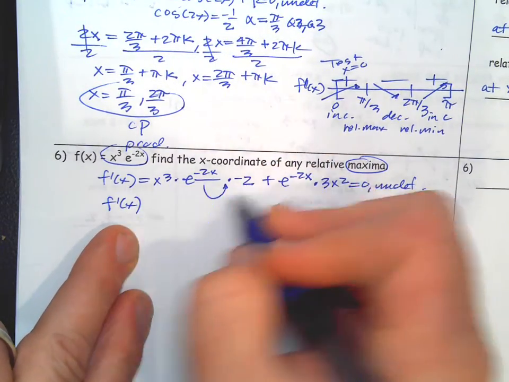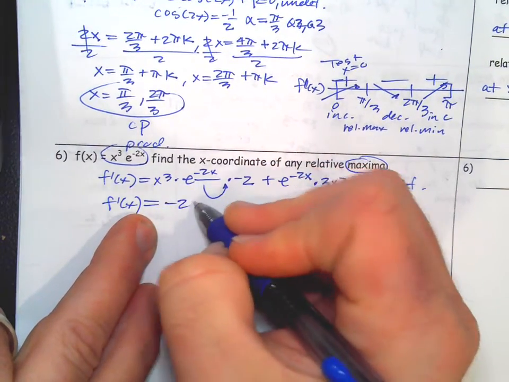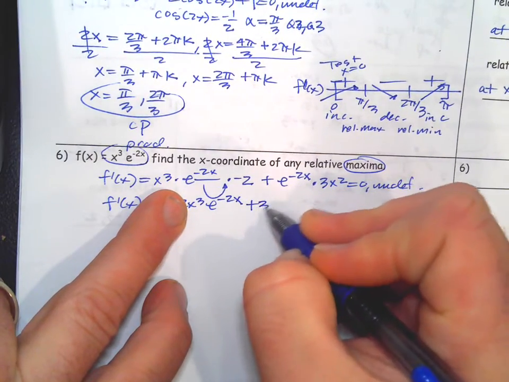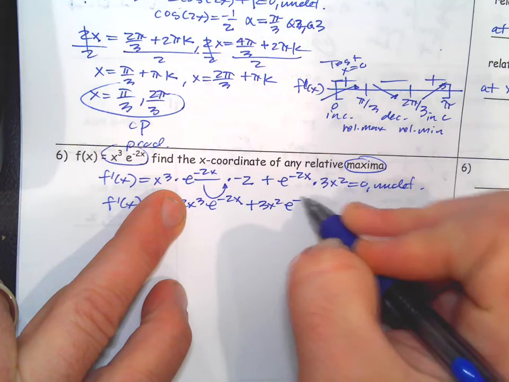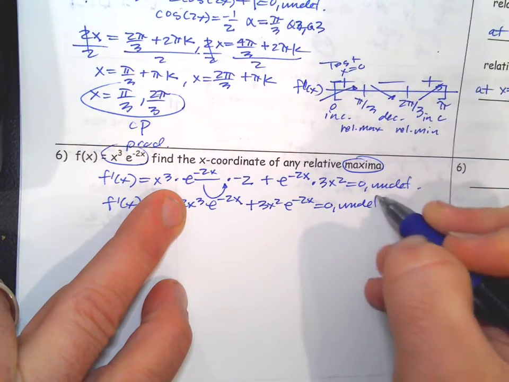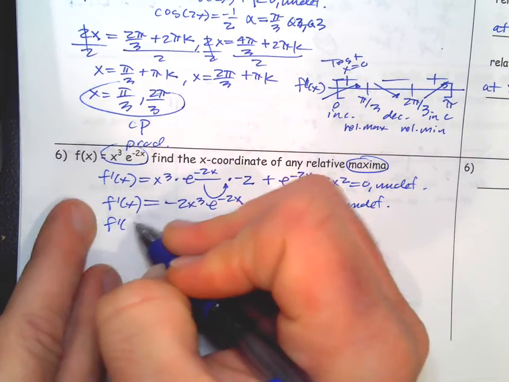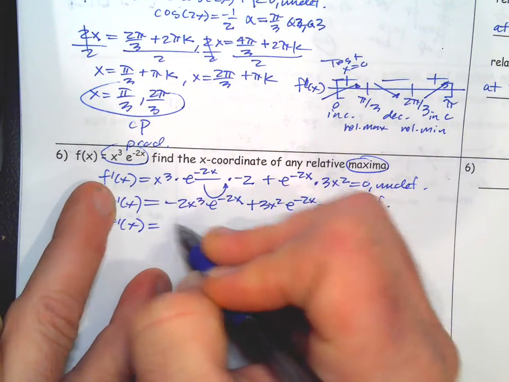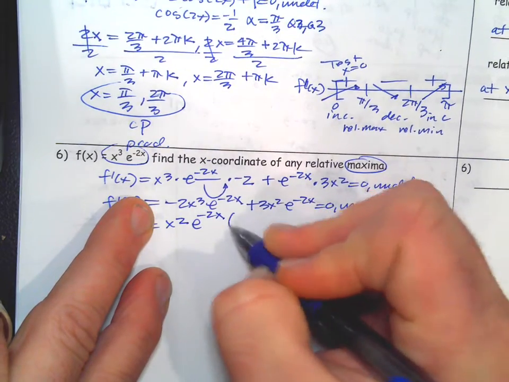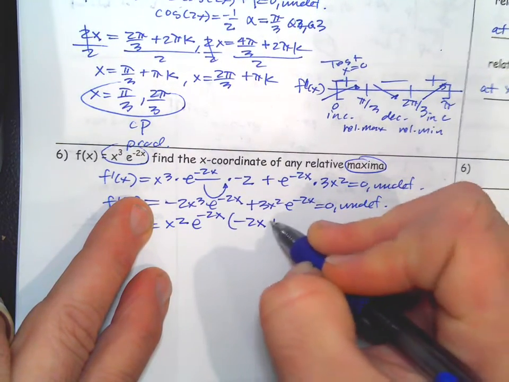I mean, we could take an extra step to clean it up if you want. And for some people, that might make the difference of not making a mistake. So just kind of simplify it. But I'm going to factor it. I'm going to factor an x squared e to the negative 2x out of both of them. And then it's going to be negative 2x here plus 3 here.